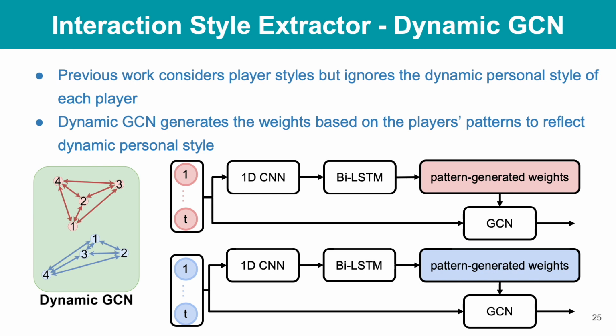Previous work for stroke forecasting ignored the dynamic personal styles of each player, which frequently change at each stroke as players adjust their tactics. Therefore, we propose dynamic GCN by generating the weights based on the player's patterns to capture dynamic personal style. Formally, we apply a 1D CNN and bidirectional LSTM to capture the local and global movement patterns of each player respectively. The outputs from the LSTM are then used as the weights of the GCN to calculate the context of player interactions for each node. In this manner, the weights are generated dynamically based on the player's pattern.